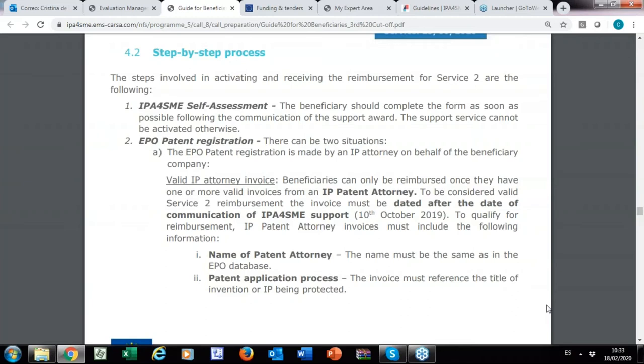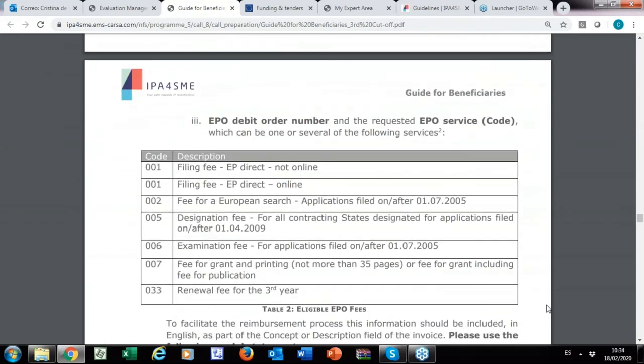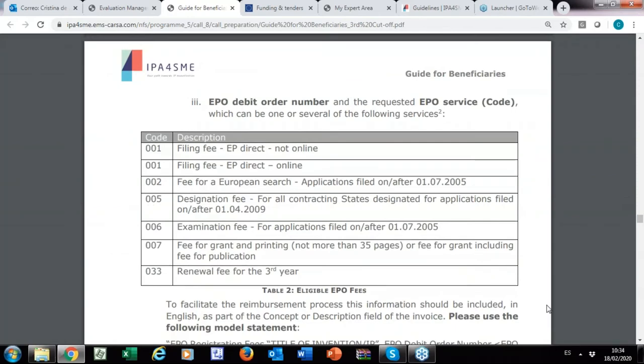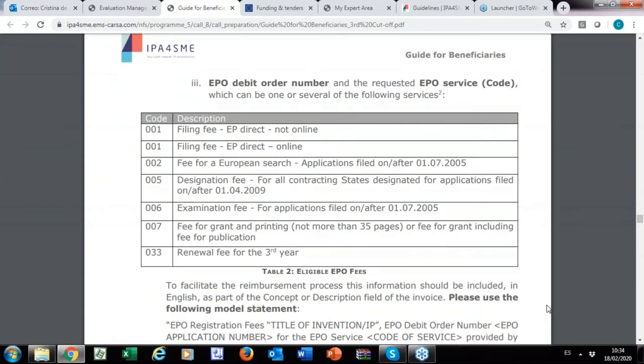Then the invoice should contain the name of the patent attorney. This is really important for us: to receive not only the name of the company who did the invoice, but also the name of the patent attorney. Then we need to check in the invoice the patent application process, which could be the title of the invention or only the IP number of the application. Then the EPO service codes should appear. Basically, we cannot reimburse all the costs of the EPO fees, but only the ones contained in table two. So basically there are only some eligible EPO fees.